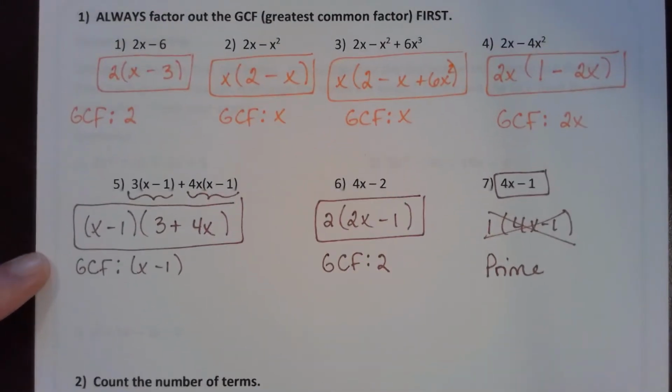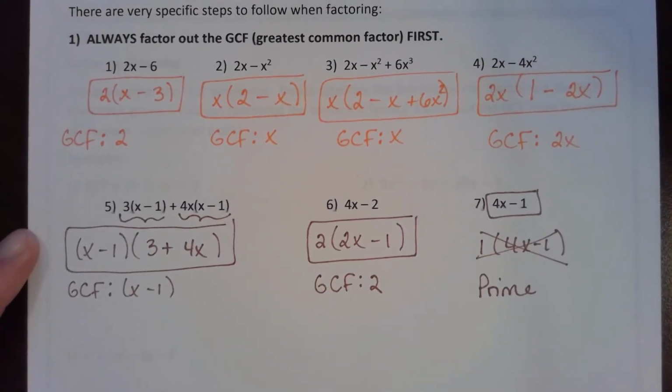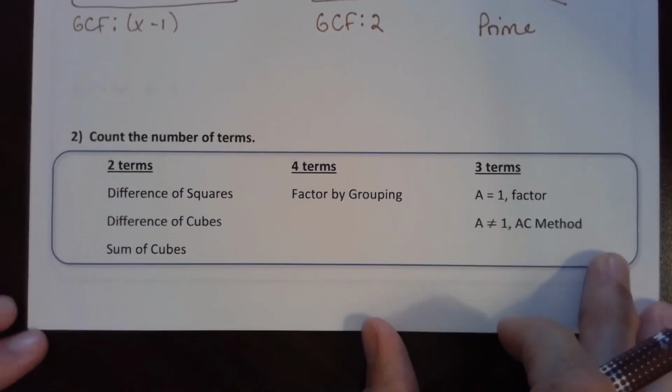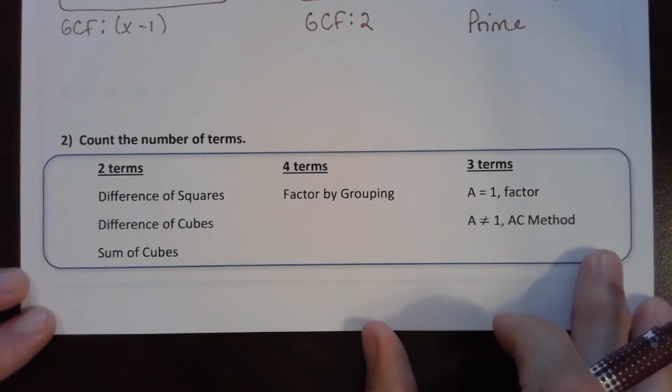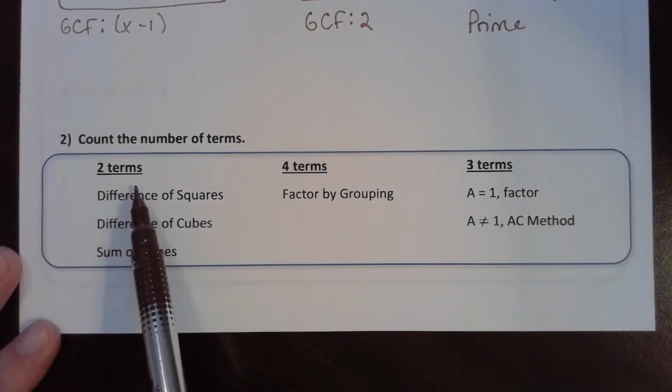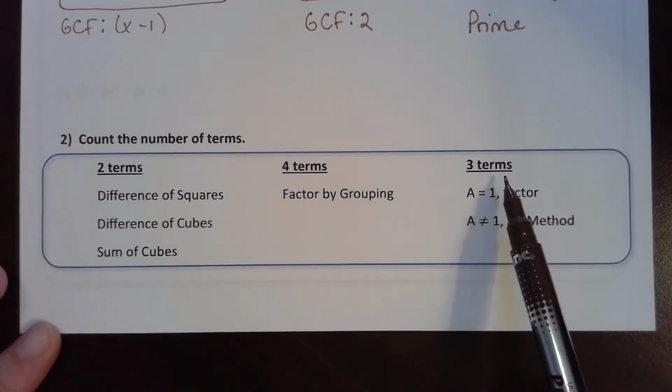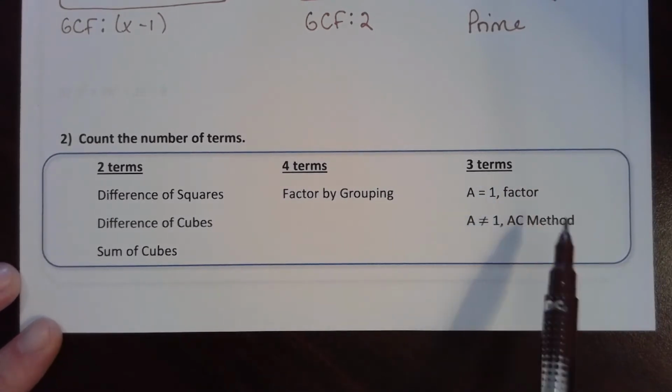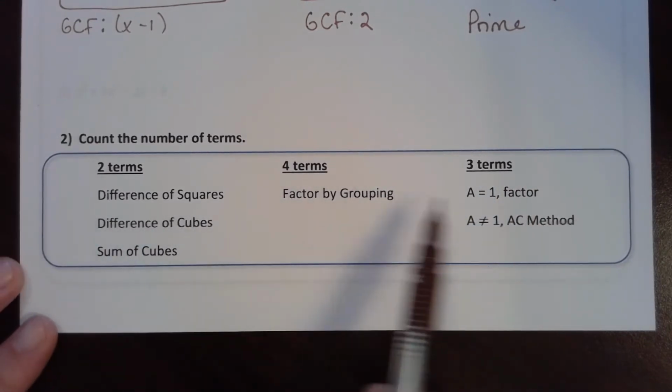So that's the first step. Factor out the GCF. After you do that, you determine how many terms your polynomial has. Does it have 2 terms, 4 terms, or 3 terms? Yes, I know these are out of order, but this is the order that we're going to learn them.